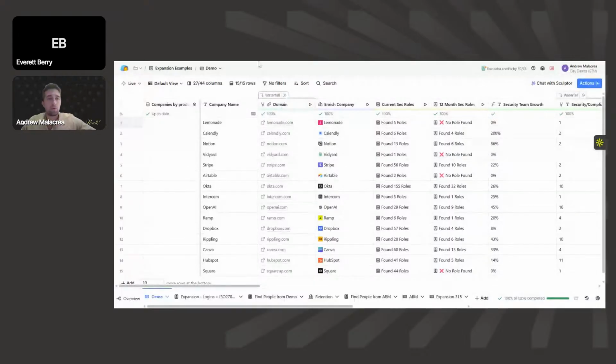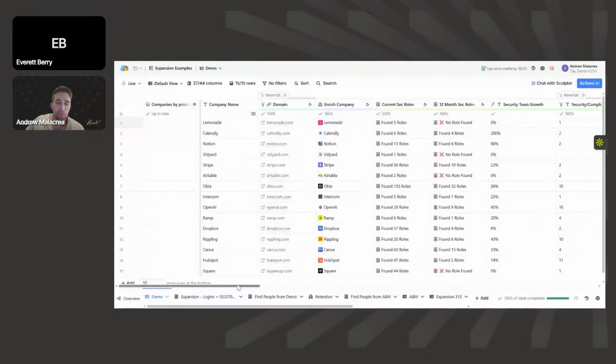All right, so ultimately, if this is your first time seeing Clay, you can think of the way we put data in it similar to how you put data in really any table. So you've got your companies in the rows, and all the data points, both signals, AI data points, and so on, in the columns.